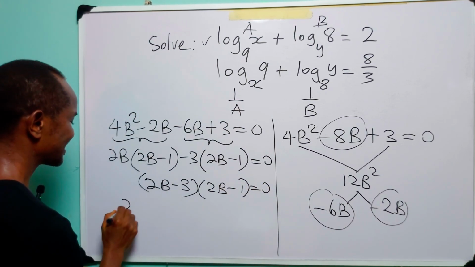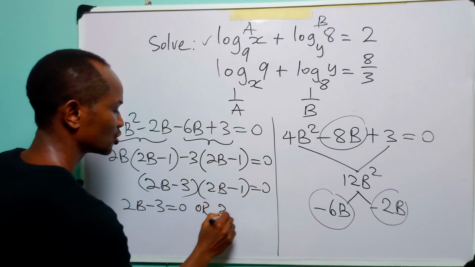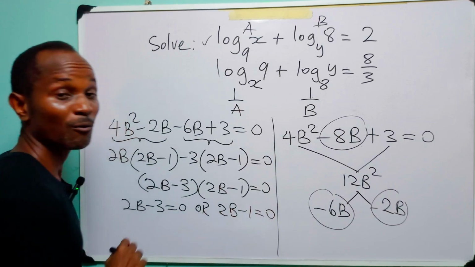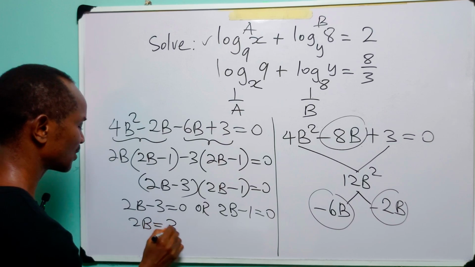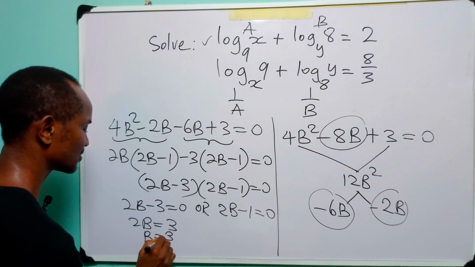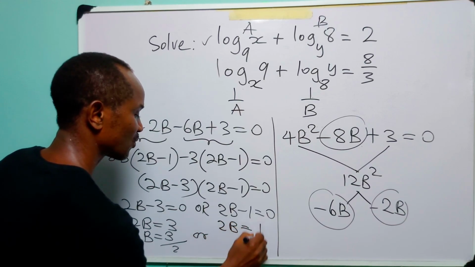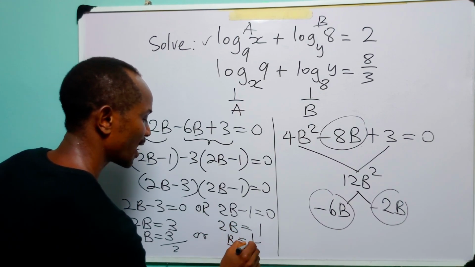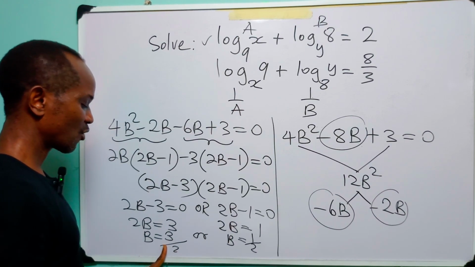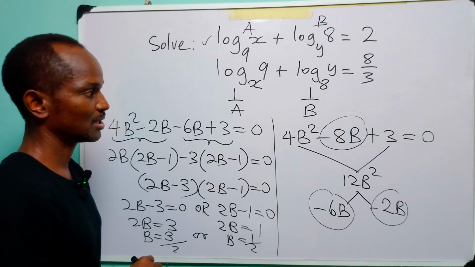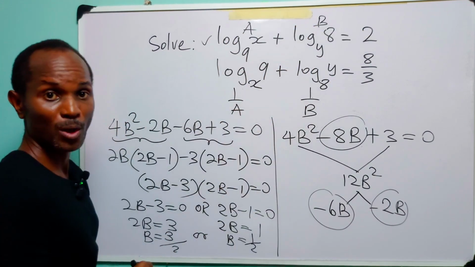From here, we have that either 2b minus 3 is equal to 0 or 2b minus 1 is equal to 0. From this equation, we have that 2b is equal to 3 and b is equal to 3 over 2. Or from this, we have that 2b is equal to 1 and b is equal to 1 over 2. So now we have two values for b, 3 over 2 and 1 over 2. And of course, we go back to the first equation, that is a plus b is equal to 2.